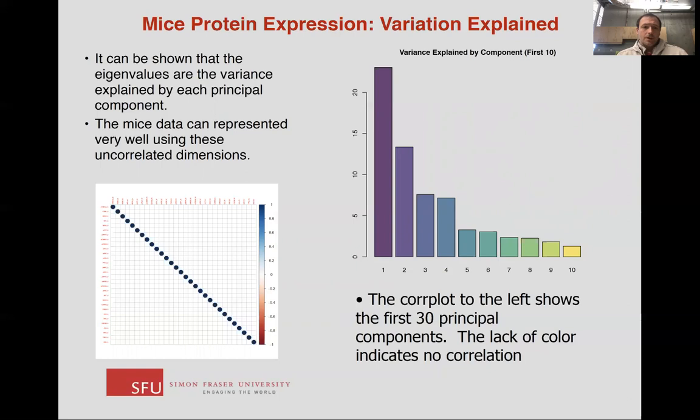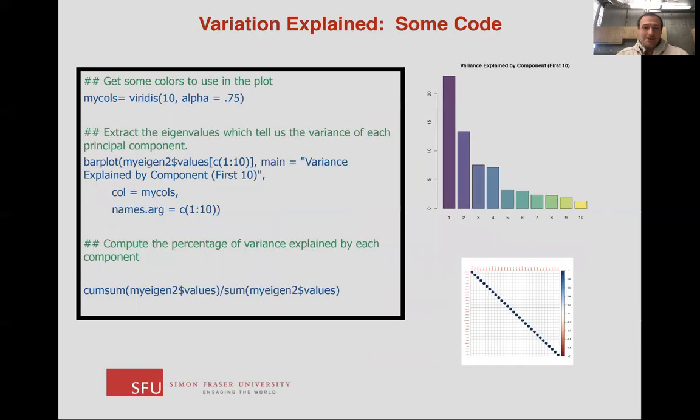As we've said, we would like this new representation of our data to be uncorrelated. So I've computed the correlation matrix using corrplot again of Z here. This shows the first 30 principal components, and you see that they're not correlated. Okay, so that's good. That's what's supposed to happen. All right, and so here's how I created these.